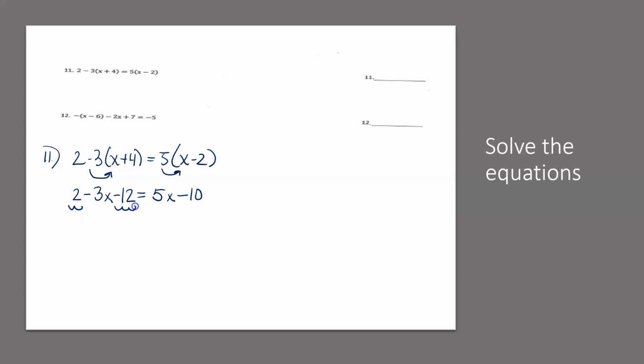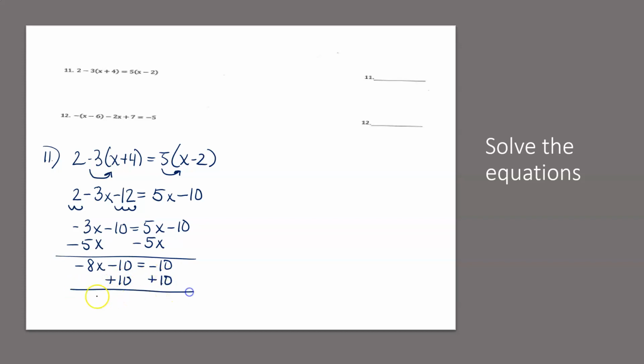So let's put these together. So 2 and negative 12 is negative 10, and negative 3x plus 5x is 2x. Okay, so now I'm going to bring the variables together to one side. So I have negative 8x minus 10 equals negative 10. So I have negative 8x equals 0. If you divide by negative 8, you still get 0. So for number 11, x is 0. Remember, 0 can be an answer.